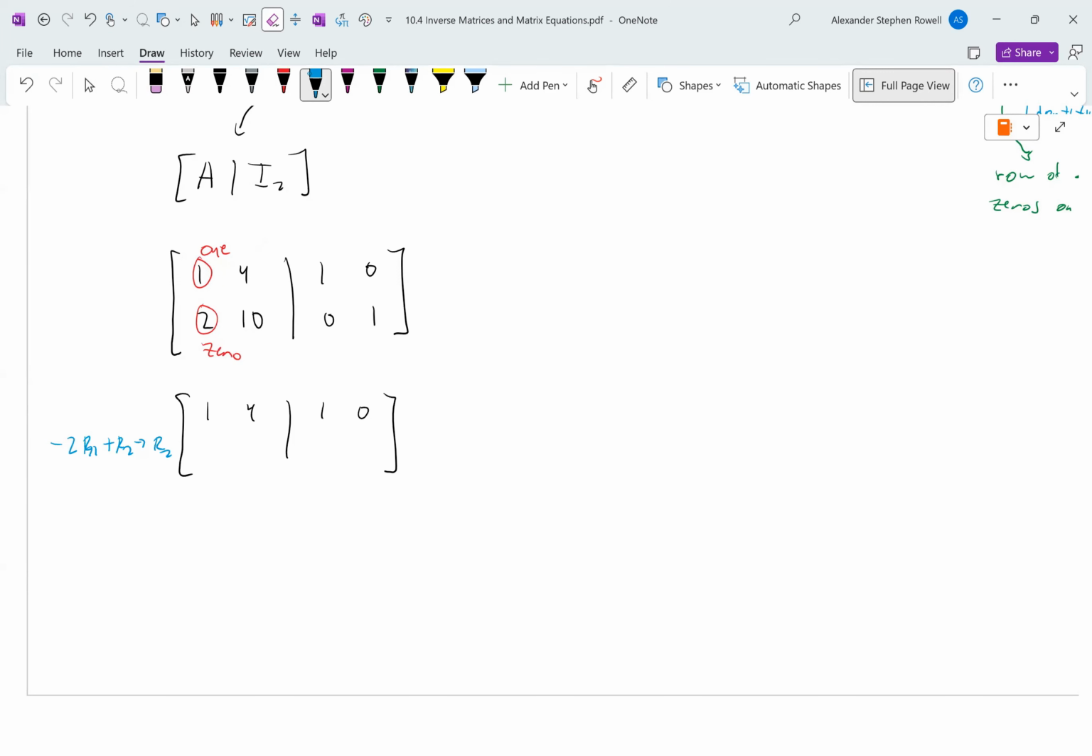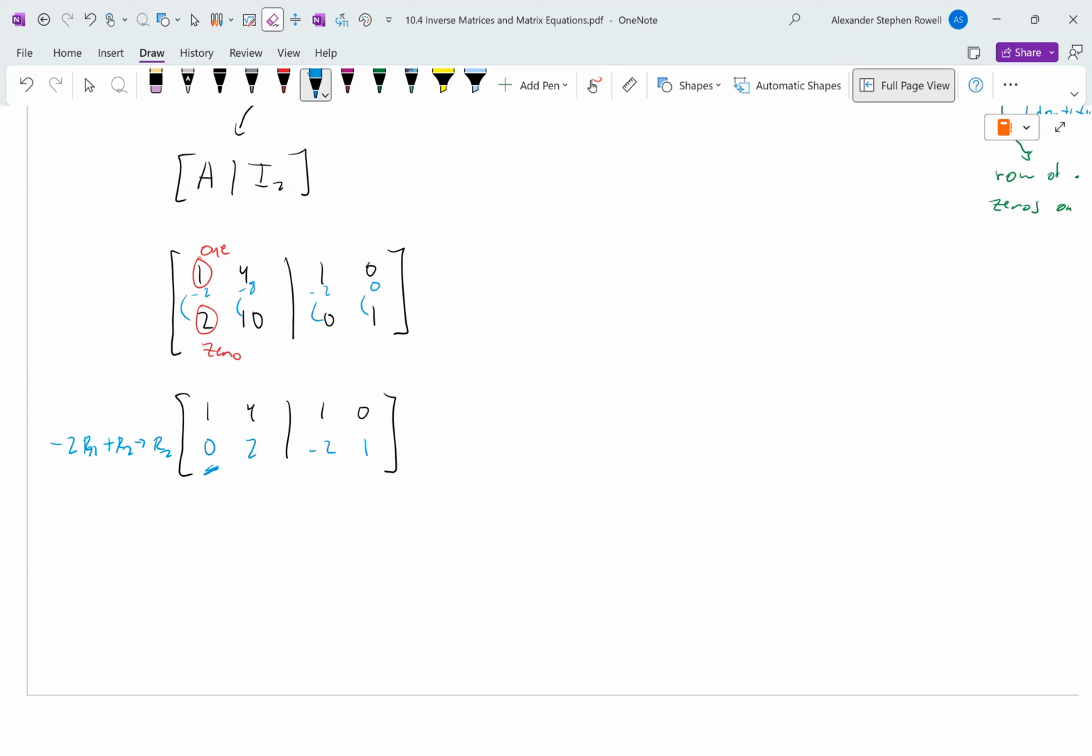The 1 and 0 also, yeah. Maybe I'll write -2 times row 1. So -2 times row 1: -2, -8, -2, and 0. So if I add these, -2 plus 2 is 0 like we wanted. -8 plus 10 is 2. -2 plus 0 is -2, and 0 plus 1 is 1.